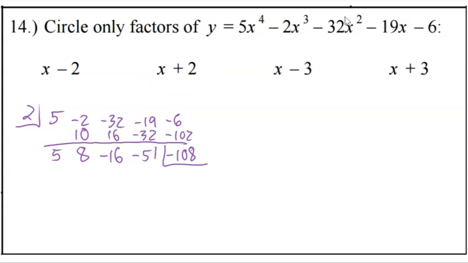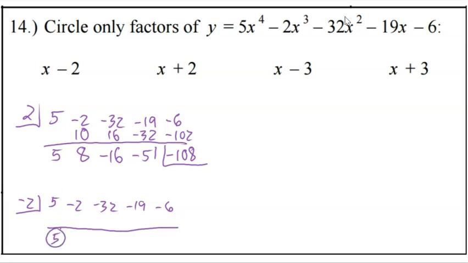So that means we have to do the opposite of plus 2. We have to do negative 2. So I'll put a negative 2 in the half box, and I'm going to use the same numbers. I'm going to do a 5, a negative 2, a negative 32, a negative 19, and a negative 6. Then I'm going to draw my line. I'm going to bring down the 5.